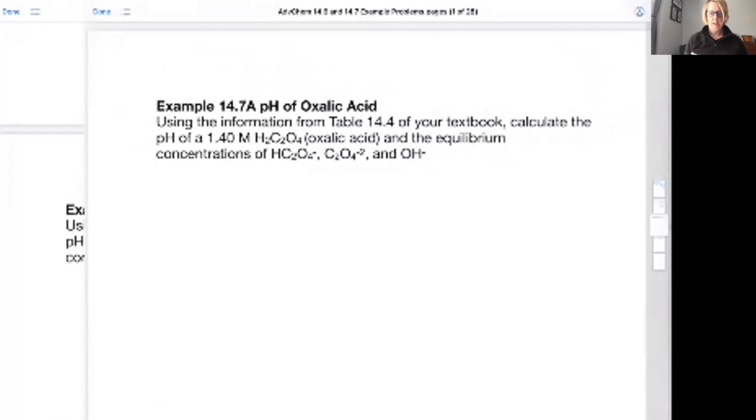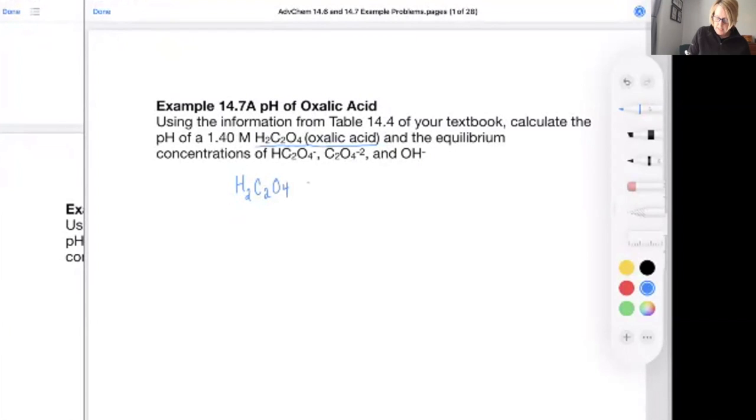The example we have is figuring out the pH of oxalic acid. Here is the equilibrium equation. We would have hydrogens and we would have the oxalate ion. But notice it's two hydrogens producing the oxalate ion. This would be the diprotic acid or polyprotic acid.